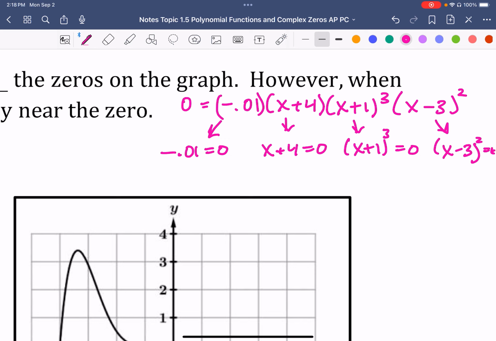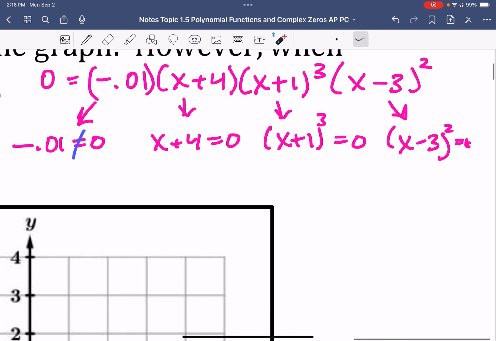Okay. Now, when you think about the statement negative 0.01 equals 0, we know that's not true. There is no way that any number is going to equal 0. If I put negative 5 here, negative 5 does not equal 0. Negative 10 does not equal 0. Negative 100 does not equal 0. So if you ever have a single constant number with no variable, meaning there is no x on it, you can just disregard that because it's not going to equal 0.